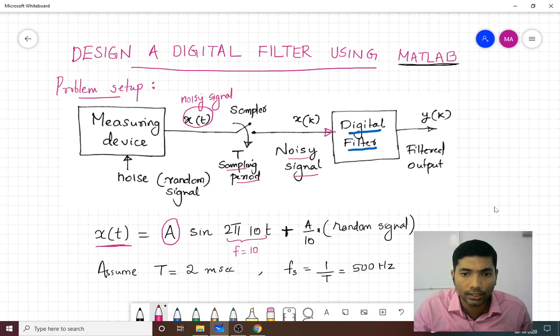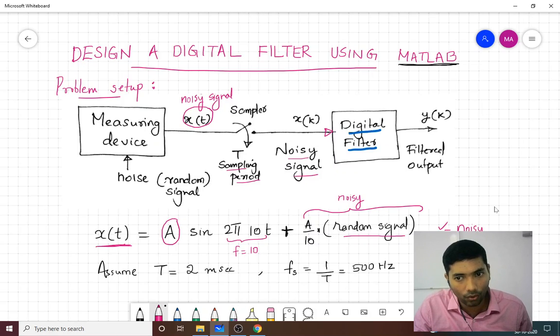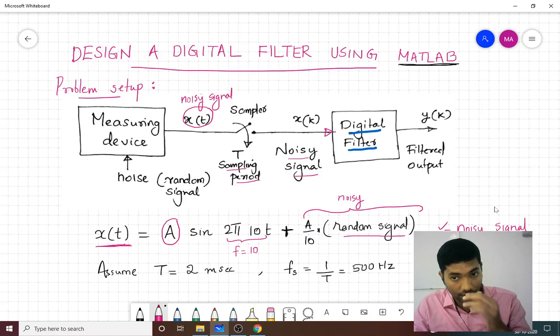And the second part is basically the noisy signal part. The noisy signal part can be taken as something significant, so you can take it as A by 10 into a random signal. We will see how to define this random signal in MATLAB, and that is about the signal that we'll be dealing with. And what we are trying to do is, if you are given such a noisy signal, how to design a filter which will filter out the noisy part and give us the actual signal in that.